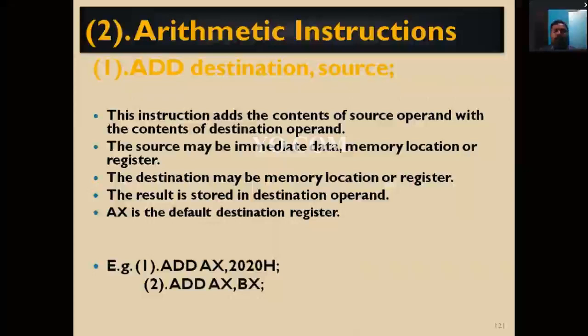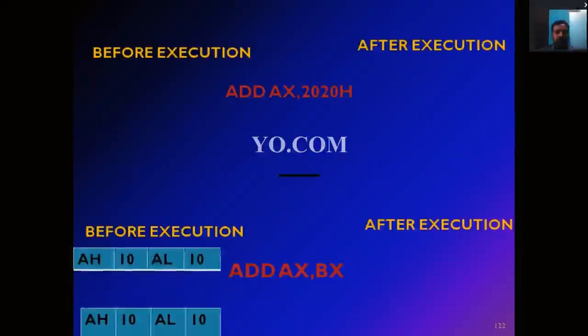So the AX register is also called the accumulator. ADD AX comma 2020 means the data 2020 is added with the data present in the AX register. ADD AX comma BX indicates that the data present in AX and BX are both added. This is the example.